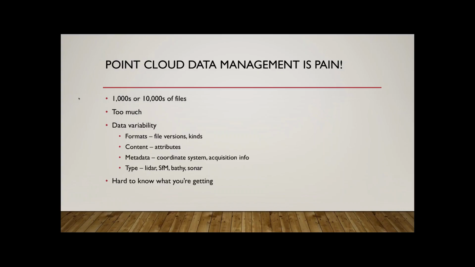The data itself is quite variable. You have variability in file formats, versions of the formats, and kinds of formats, and different sensor types might produce different kinds of data. As we're seeing with Geiger mode systems versus linear mode systems, Geiger mode systems tend to operate with a different format that is not necessarily LAS, although the attributes in them tend to be quite similar. The content of these point cloud data might be different.